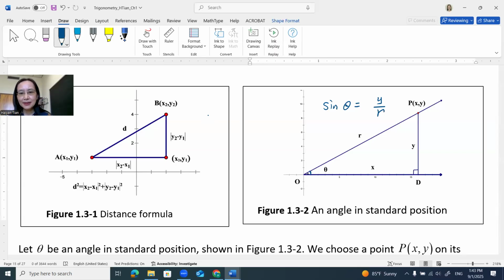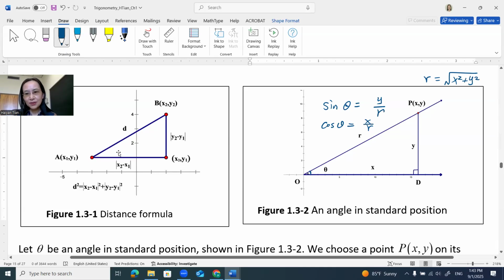And cosine theta is x over r. Remember, as long as you know x and y, you can calculate r as the square root of the sum of squares of the coordinates. So we can calculate sine and cosine.